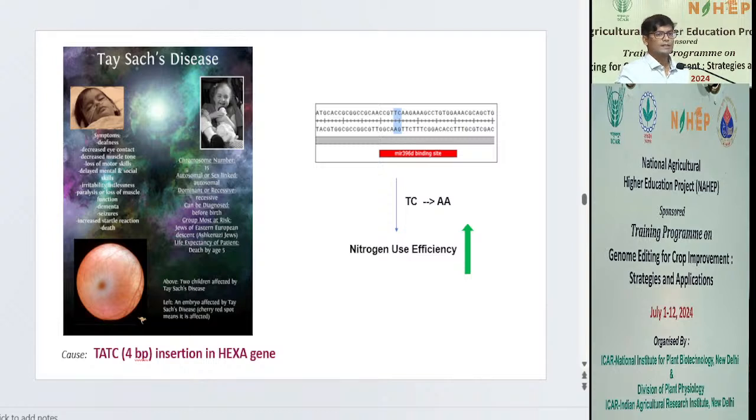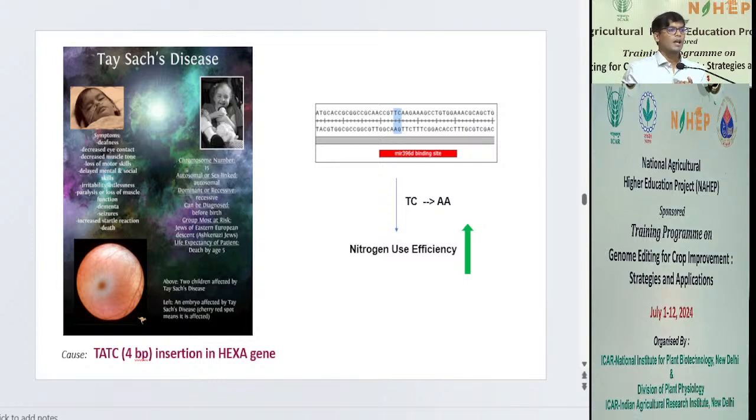For example, this is another example from an animal perspective. This is Tay-Sachs disease, and in this disease the children mostly die by the age of 5. This is an inherited disease, and the reason is that in the hexa gene, 4 extra base pairs are inserted in the diseased children. They suffer from this disease because they have 4 extra nucleotides inserted in the hexa gene.